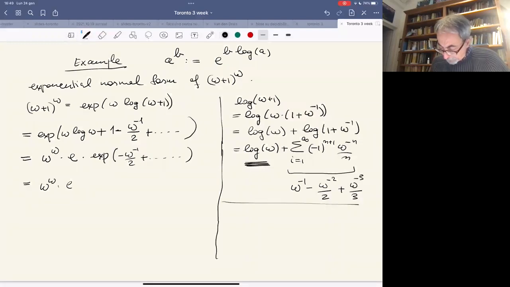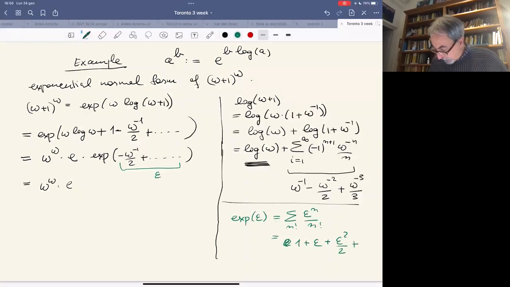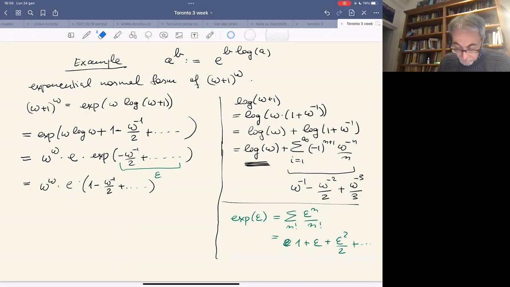Now I'm going to use the fact that, let's call this epsilon. This is infinitesimal. Exp of epsilon is the sum of epsilon to the n over n factorial. So it's going to be one plus epsilon plus epsilon squared over two plus blah, blah. So I'm going to plug that in. This exp becomes a Taylor formula. I can apply the Taylor formula. So it becomes one minus omega to the minus one over two plus dot, dot, dot. I mean, I would need to plug in the Taylor formula for exp of epsilon. And I am essentially done.